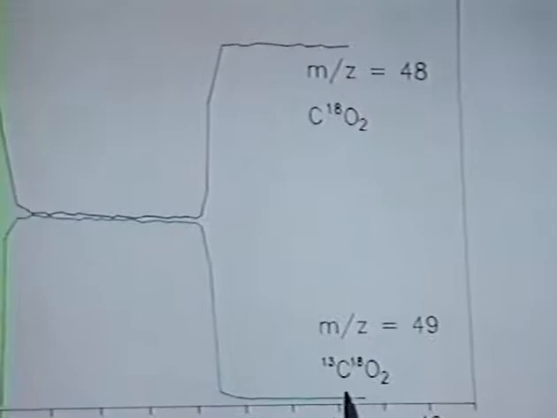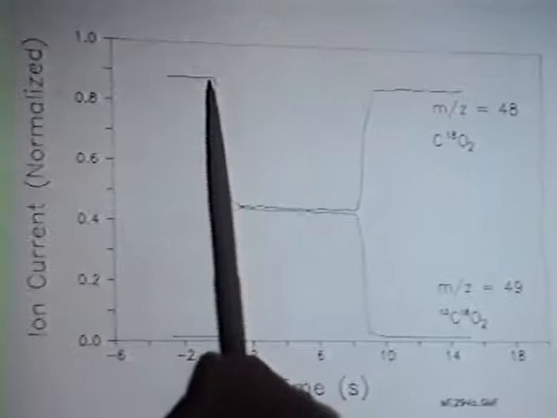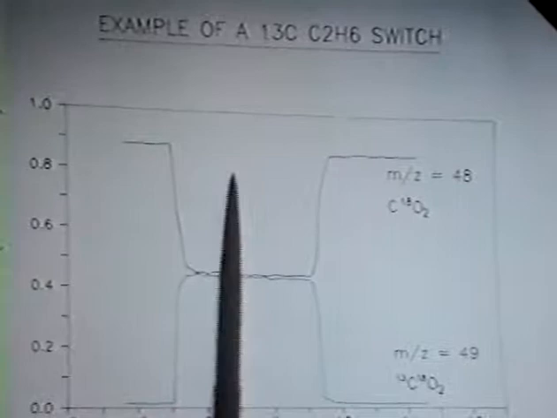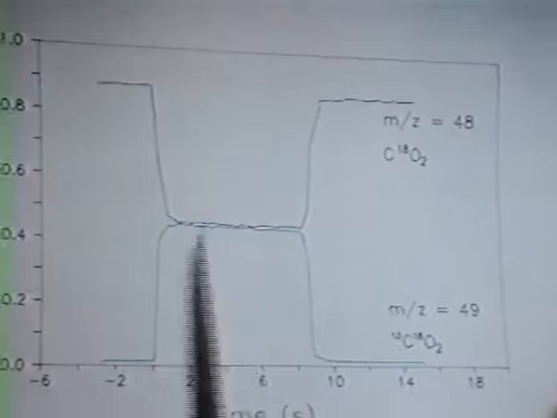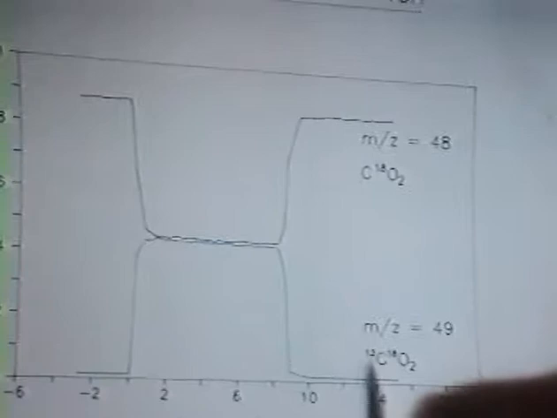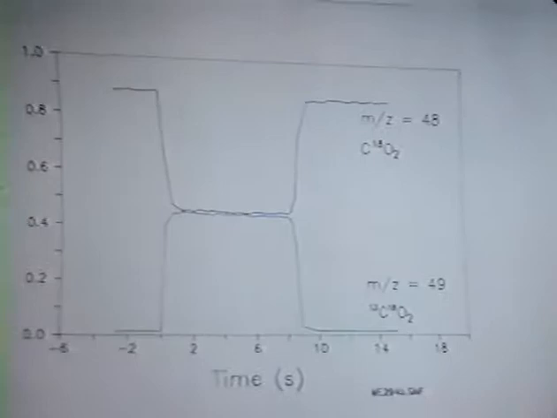And this is an example of what you see when you sit on mass 48 and 49, which is CO2, labelled up with O18 and the C13 CO2. At this point here, we switch our ethane from normal ethane to C13 ethane, and we see an immediate drop in mass 48 and an immediate rise in mass 49. Because this is now a linear scale, these peaks are approximately the same height. In this particular case, approximately 50% of all the CO2 that was formed in the system came from the added ethane. Very clear-cut experiment.